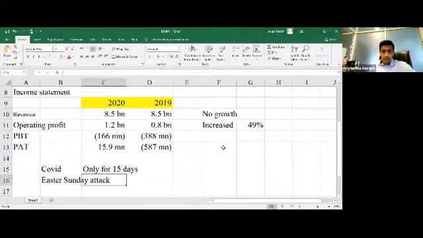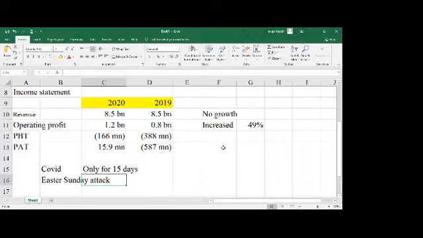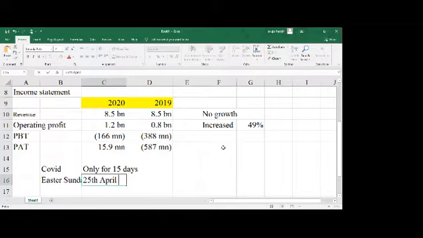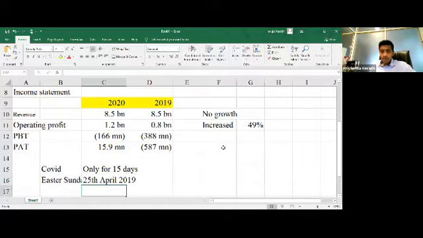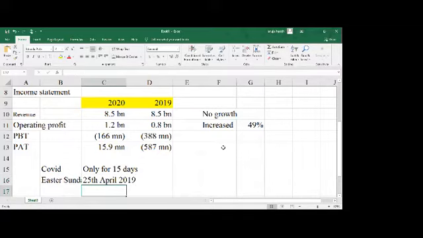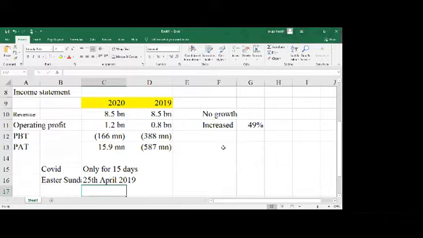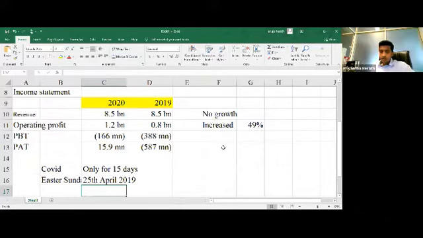And when this attack took place? 21st of April or the 22nd. Okay. April, which year? 2019. So impact to this financial year, 2020, is there an impact to this financial year? Yes. So at the beginning of this financial year, 2020, 1st April is the financial year beginning.